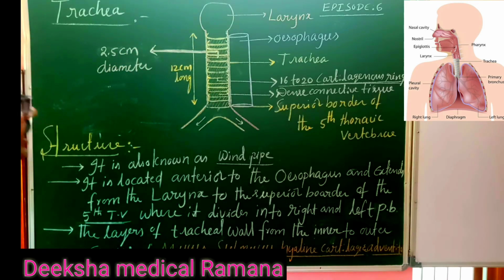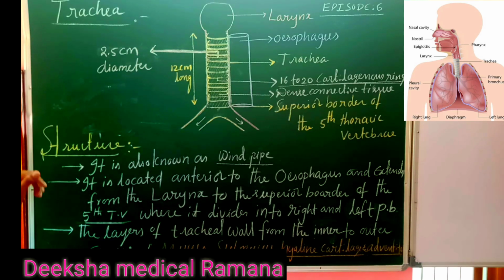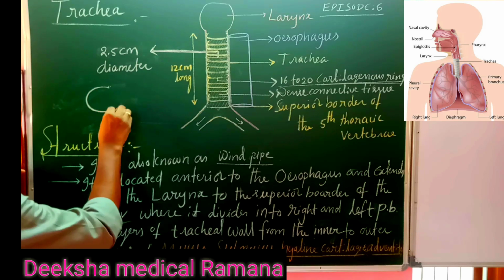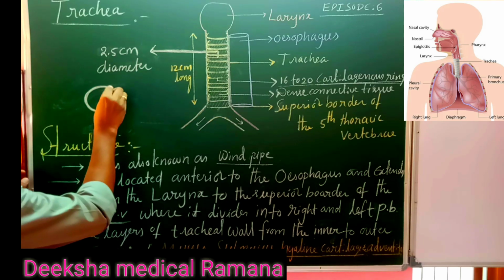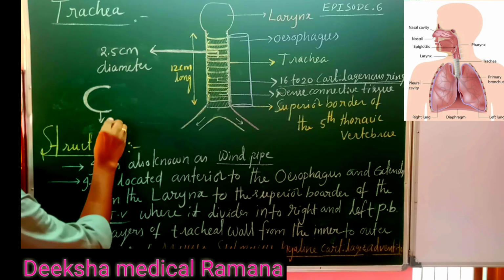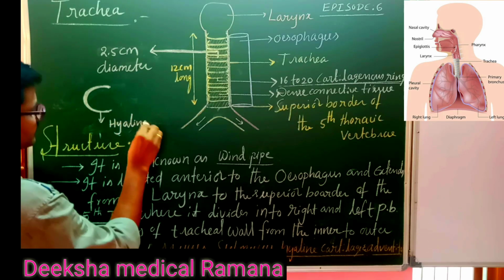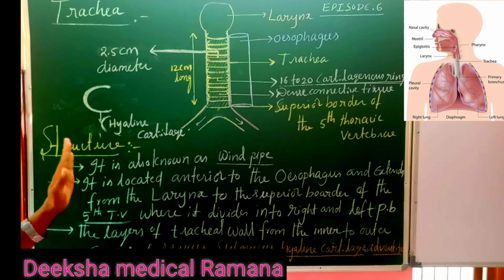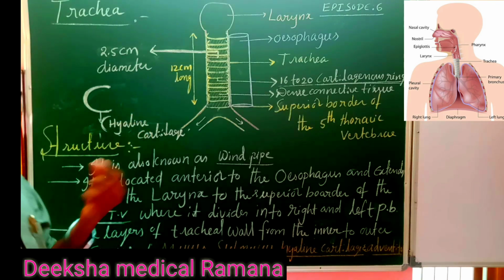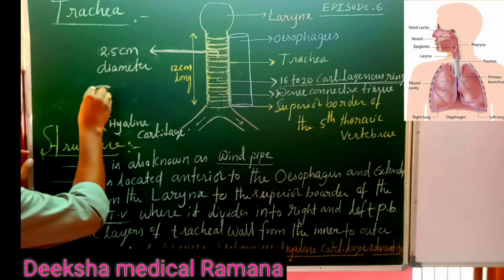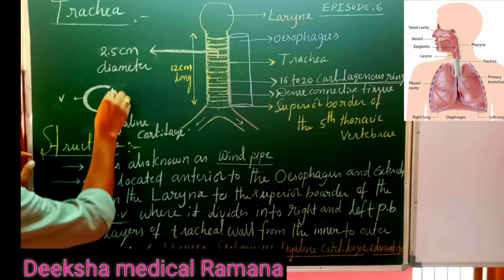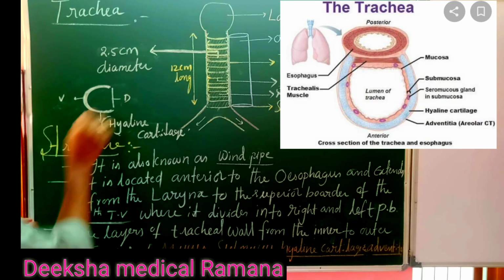But here there are some very important characteristics. Let us see what characters are present. The trachea is made up of 16 to 20 cartilaginous rings. These are C-shaped, incomplete rings, made up of a type of hyaline cartilage. This C-shaped incomplete ring helps to prevent the collapse of the trachea because it is not completely ring-like. Ventrally it is complete, but dorsally it is incomplete.